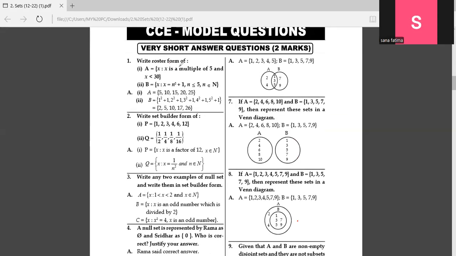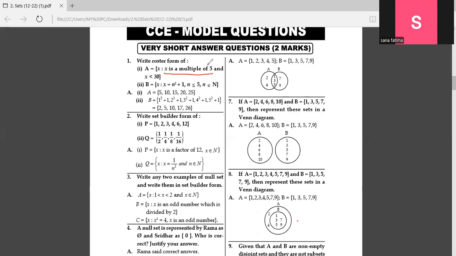Now write the roster form of A equals x, where x is a multiple of 5 and x is less than 30. Here they are telling you the details of the set. There is a set, and inside the set the elements are multiples of 5. Multiples of 5 means there are infinite multiples of 5.